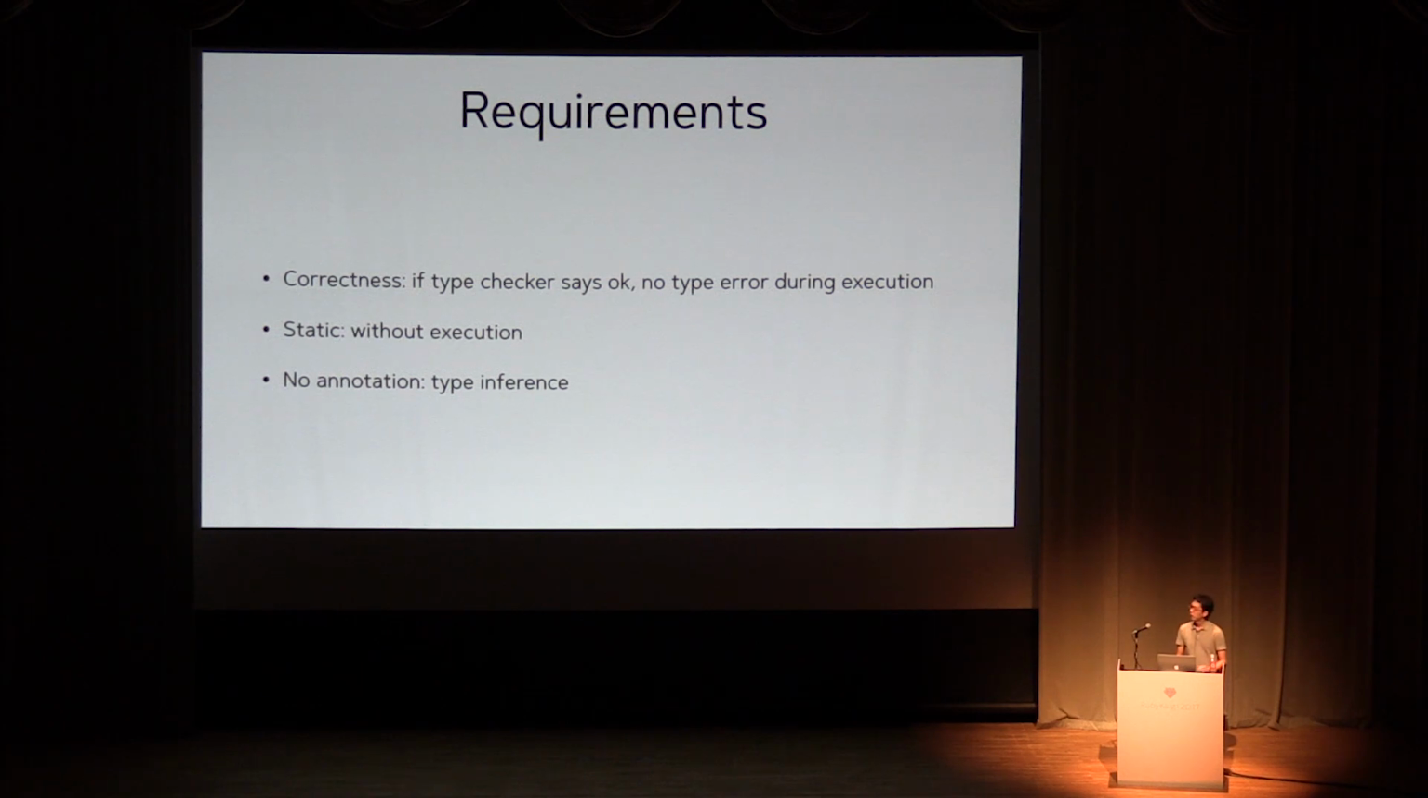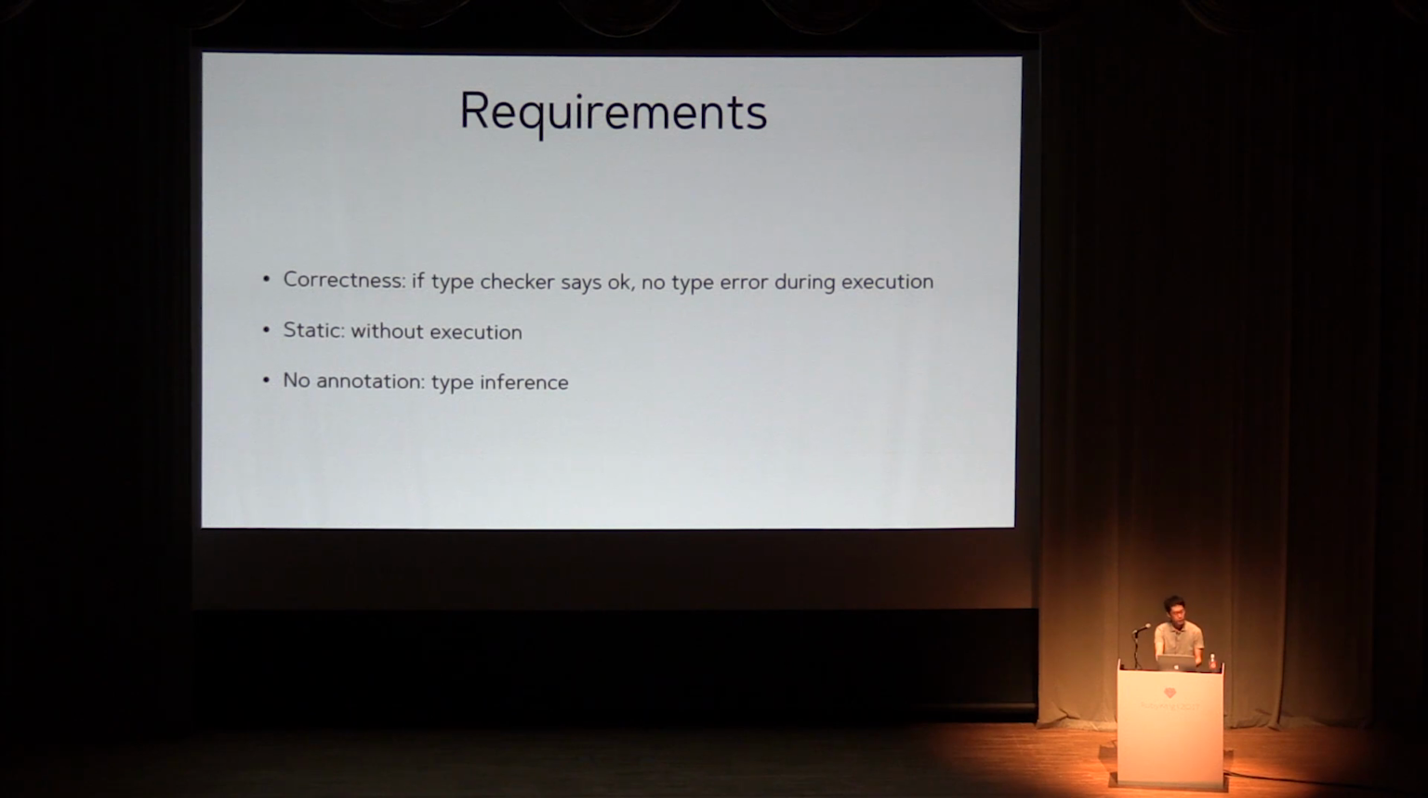The second one is static. We want to type check the Ruby programs without executing the program. This means the type checking does not depend on the exact values. This is the biggest difference from unit testing.